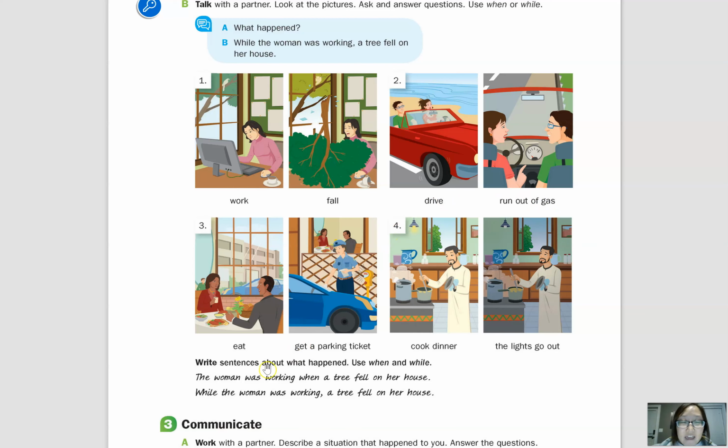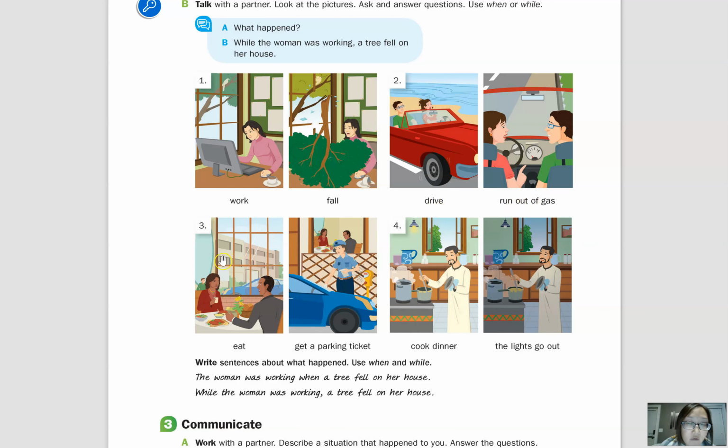And then if we use when, we can say, the couple was driving when they ran out of gas, or the man and woman were driving when they ran out of gas. Okay, so again, remember, use when with the past tense and while with the past continuous tense.